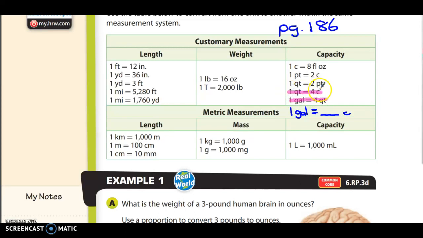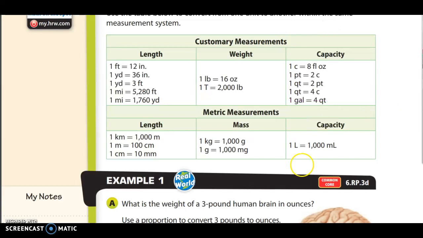So let's look at it this way. There are 4 cups in a quart, and there are 4 quarts in a gallon. So what I'm going to do to get the number of cups is I'm going to do 4 times 4, and that's 16. So now I know, even though it didn't very clearly state it, that 1 gallon is 16 cups. If I were you, I'd add this to my table so that you have it for the future. 1 gallon is 16 cups.